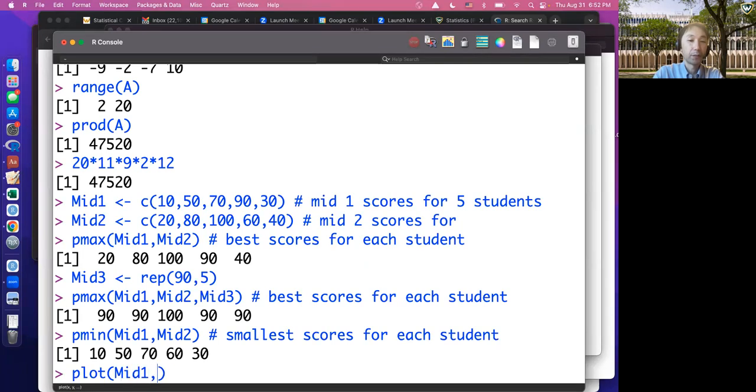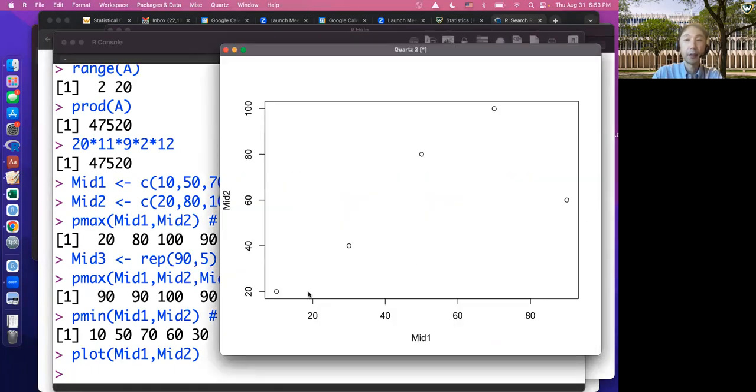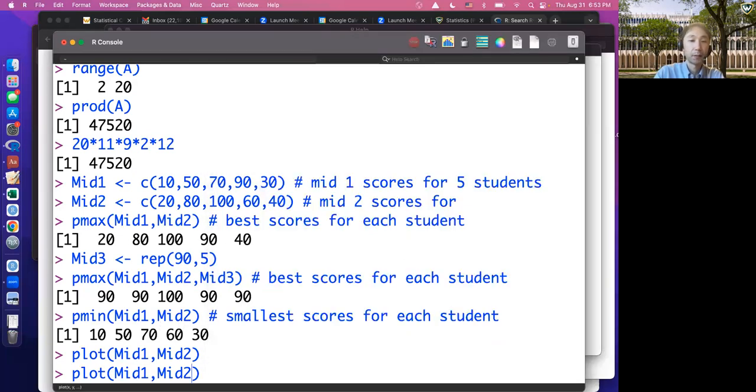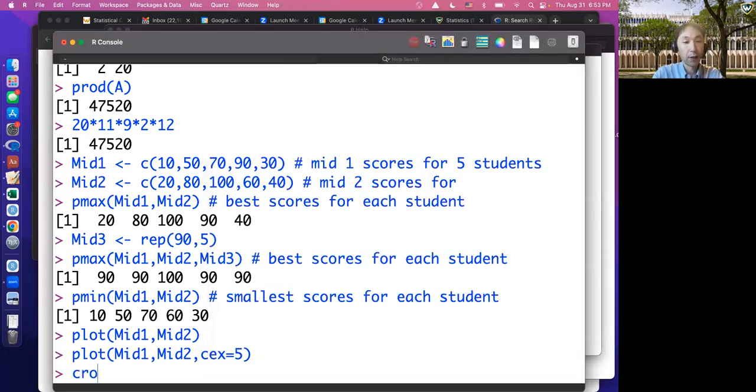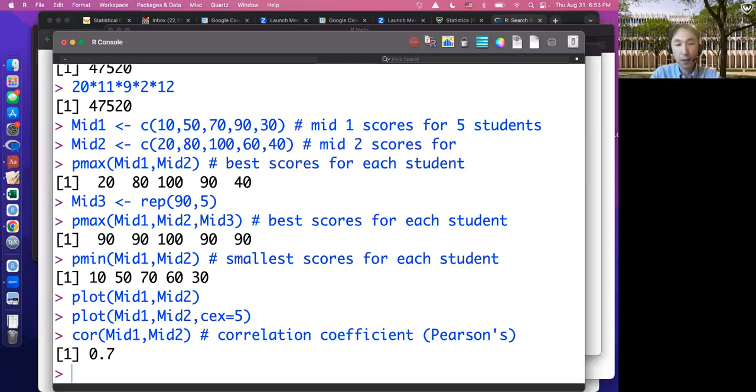You can make a scatter plot of mid1 and mid2 here. Maybe it's a little small, so let's make it 5 times larger. We have some positive trend, so correlation should be positive. We will study correlation from now on, but we have a positive relationship between midterm 1 and midterm 2. You can calculate the correlation of midterm 1 and midterm 2 by the cor function. The first input is one vector and the second input is the other vector. So-called Pearson's correlation coefficient, 0.7.